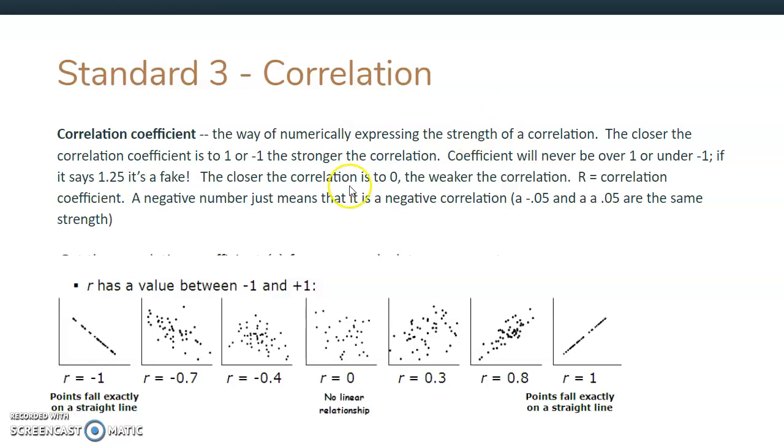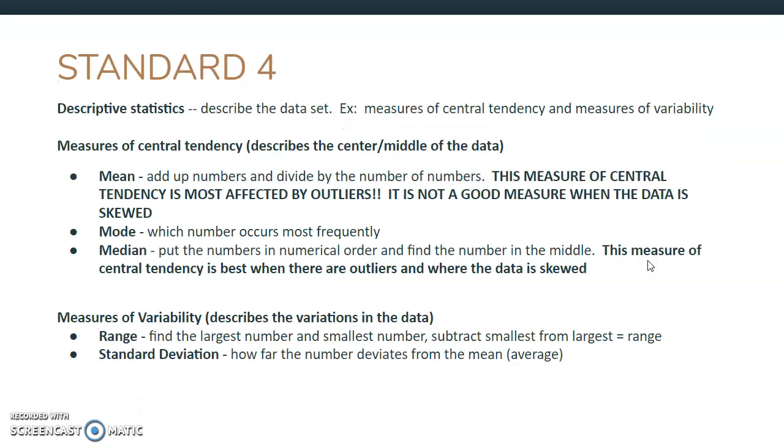Be able to look at dots and give an idea, is it positive or negative? So which way is the line trending or the dots trending? And the more in line the dots are, the higher the correlation. So they'll often give you a set of pictures and ask you to pick the best correlation or the worst correlation, something like that. All right, standard 4, this is the one that gives people fits.